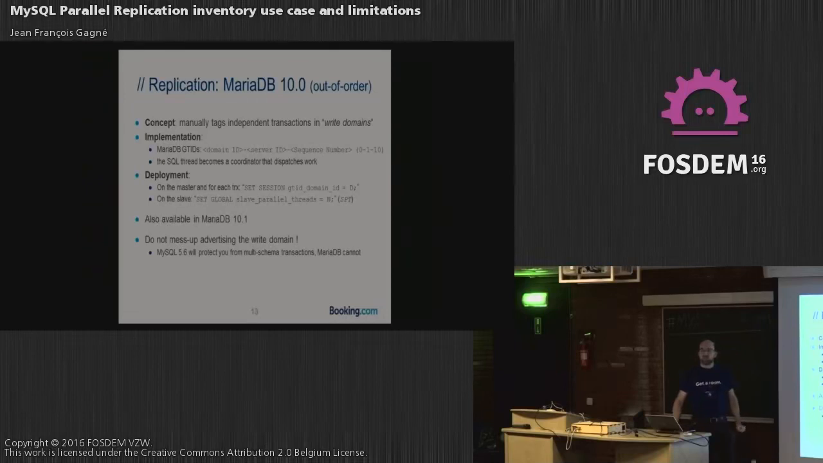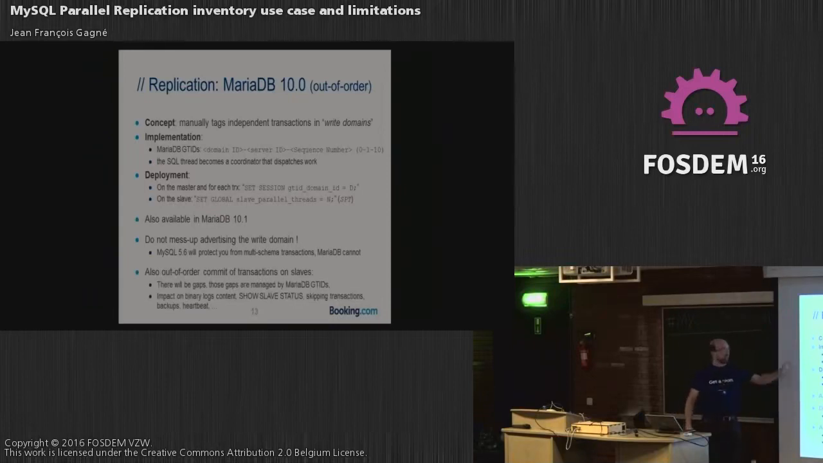It's also available in MariaDB 10.1, but you can burn your fingers with that, because if you mess up using your write domain, if you think two transactions are not conflicting, but they are, and you advertise them in different write domains, they would run in parallel on the slave, and your data might be inconsistent. So it's more flexible, but it can bite you back. MySQL 5.6 has a way to protect you against that. If you do a transaction in two different schemas, it will not run them in parallel. It will block the parallel replication pipeline in the slave, and your data is safe.